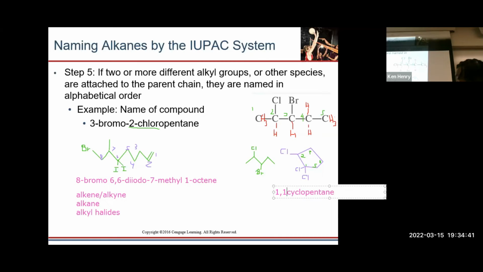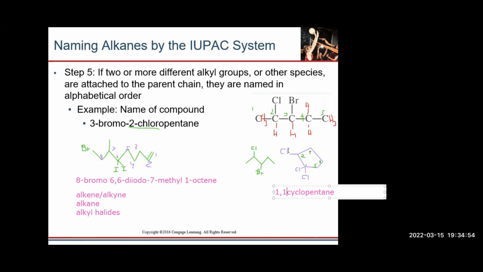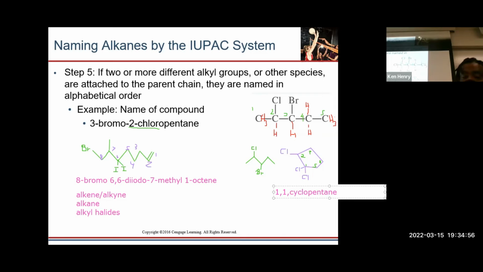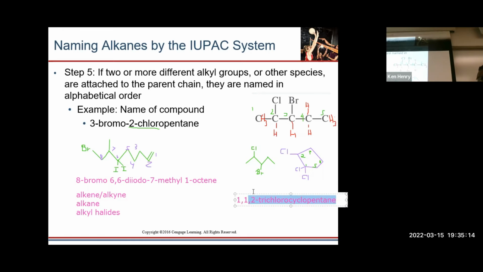1, 1. Is it di? But how many are there? But aren't there 3? There's 1, 2, 3. So it'll be trichloro. So it'll be 1, 1, 2, 2 trichloro.